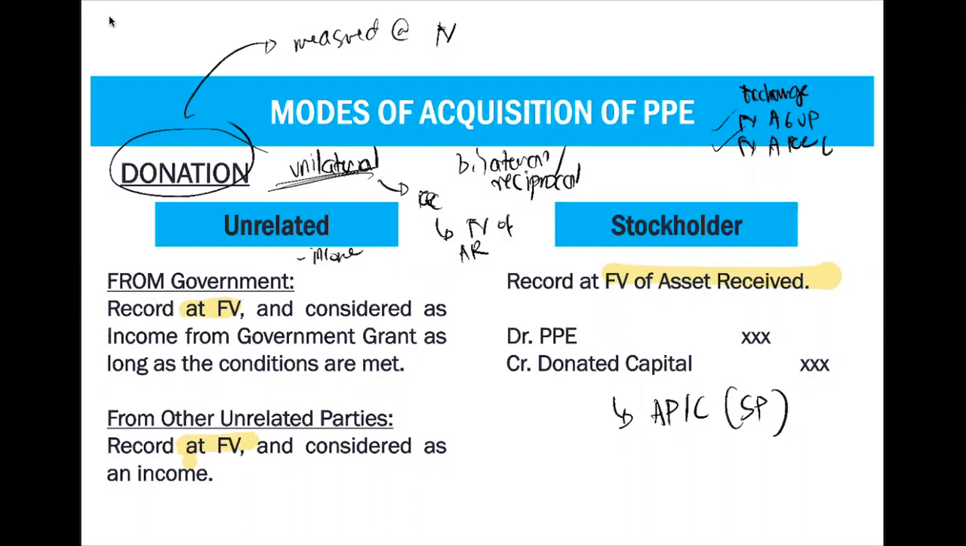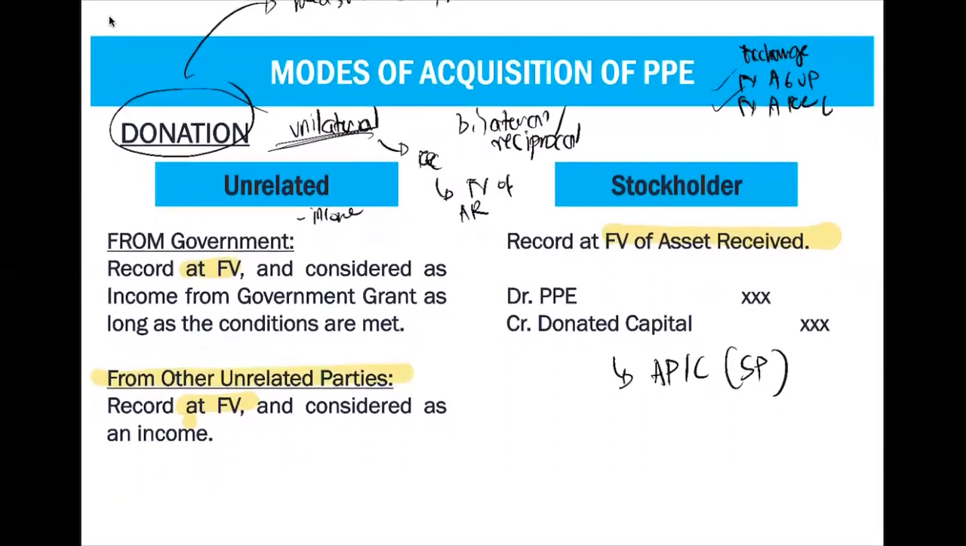We start first with your from unrelated parties. If that is from unrelated parties, you consider it as an income. So we just debit PPE and you credit income from donation or just income. Ayan. At what amount? At fair value. How about if that is from government?